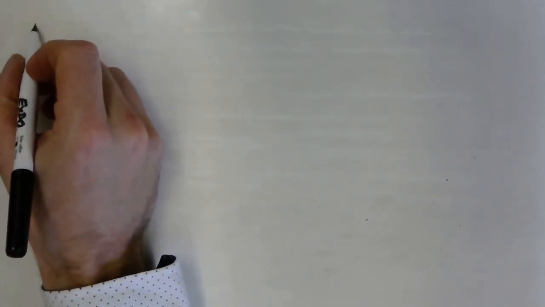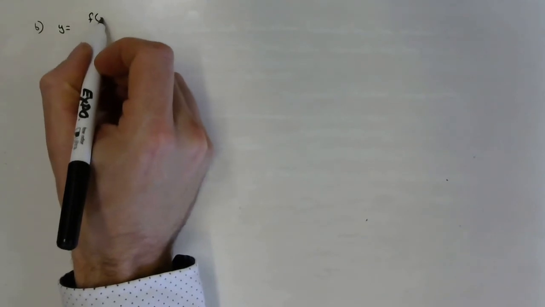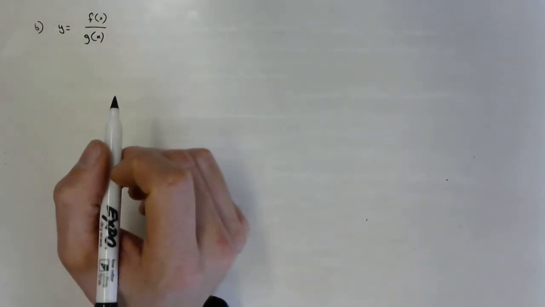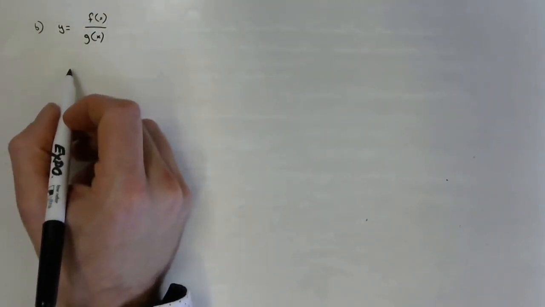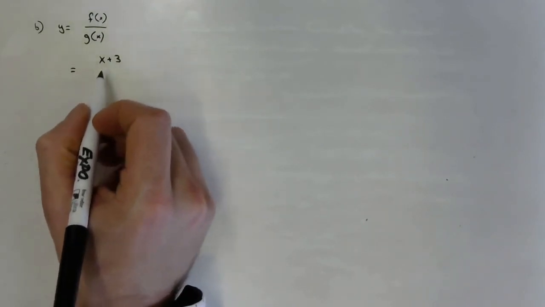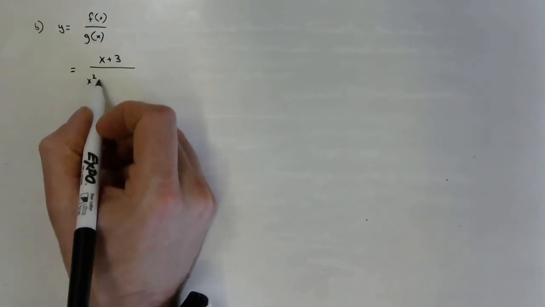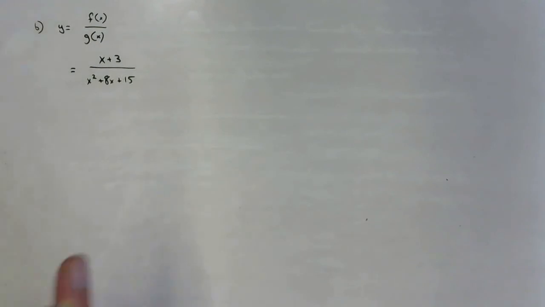All right, example 1b, we're working with the same f of x and g of x, but this time we're looking at y equals f of x over g of x. So now we go back into all that we know about our rational functions. We've got one polynomial over another polynomial. First thing I'm going to do is just sub them in. I've got x plus 3 in the numerator, and my denominator is x squared plus 8x plus 15.